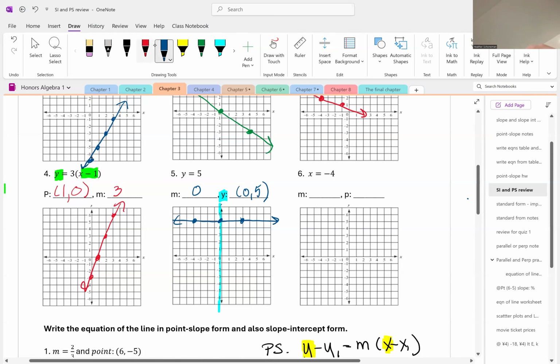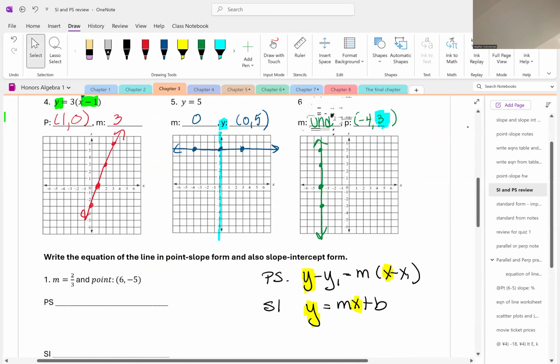Okay, last one. X equals -4. All the points where x is -4. -4, 0. -4, 3. -4, 5. -4, -3. But it's all of these points. And when it's a vertical line, it's undefined. This time it wants a point. Well, any point on the graph. So you can have -4, and then you fill in this number to whatever makes you happy. How about 3? But you pick whatever you want.